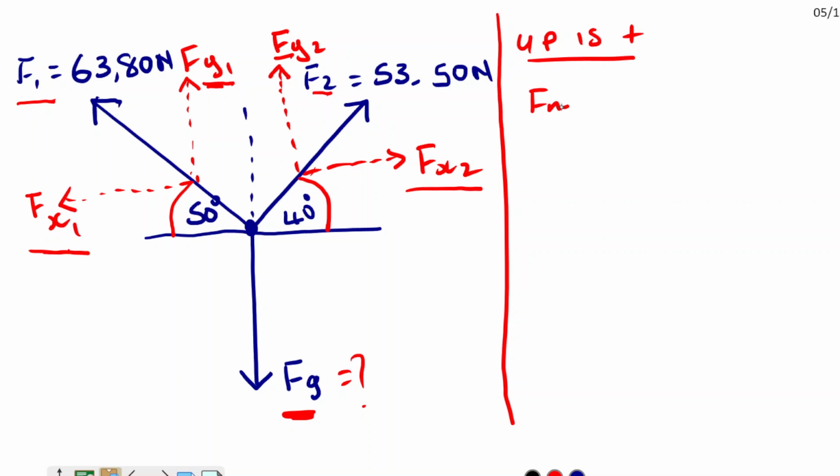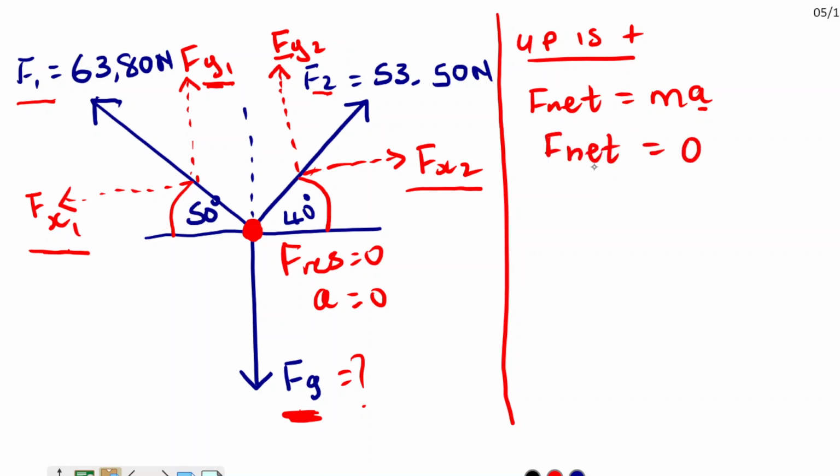Then I'm going to use Newton's second law. I want to get this vector, which is Fg. Remember, they said that this is at equilibrium. All vectors are acting at the point. That means that the resultant of this is 0, so there is no acceleration here. The acceleration is 0 for forces at equilibrium or acting at a point. So that means we have F net equals 0.